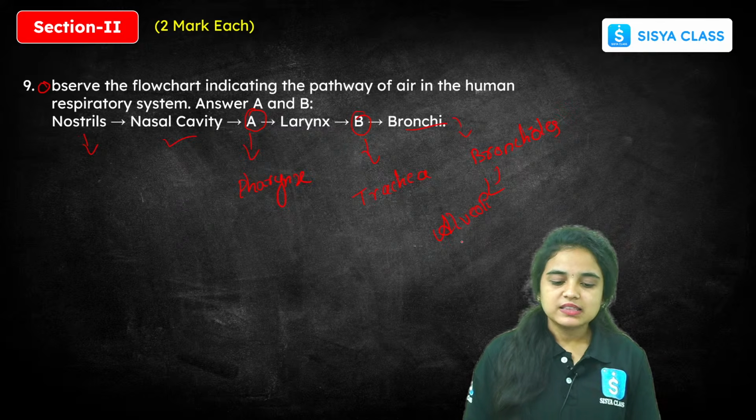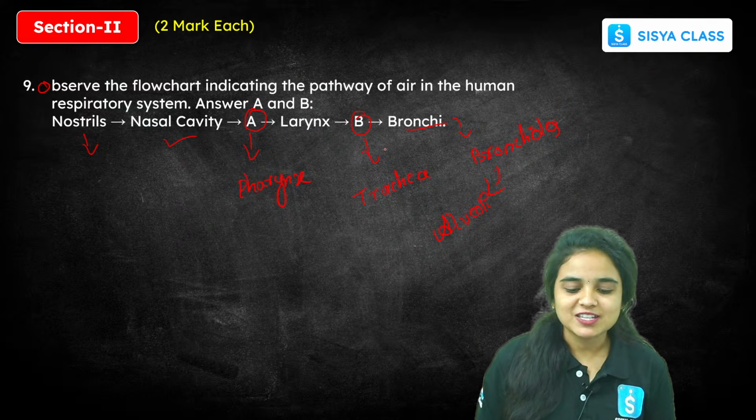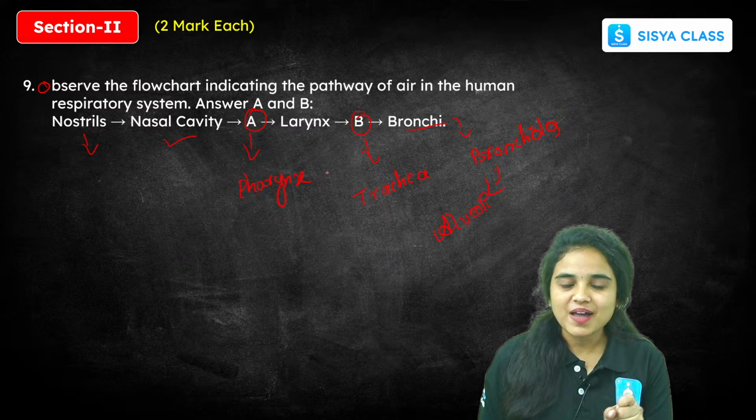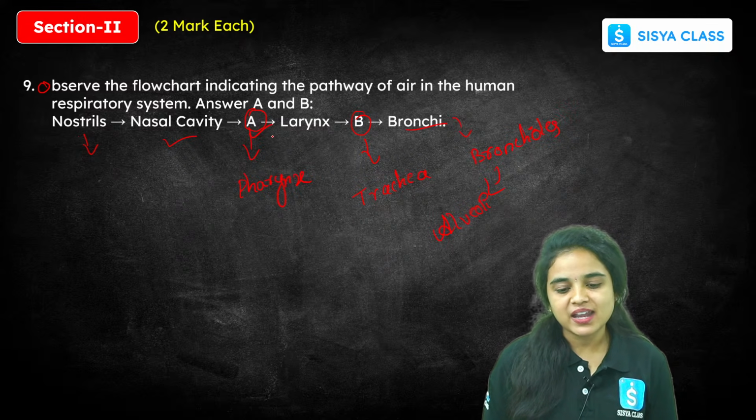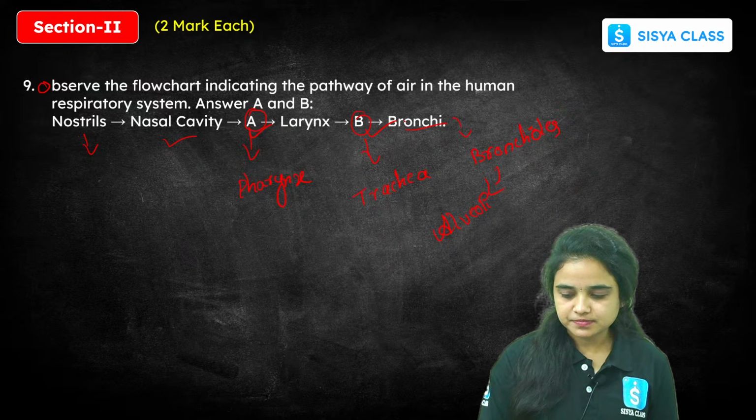Right students, this is the passage and this is the pathway of the air in the human respiratory system. What are the missed parts here? One is A, the pharynx, and one is B, the trachea, right?